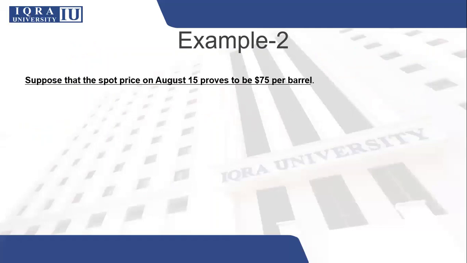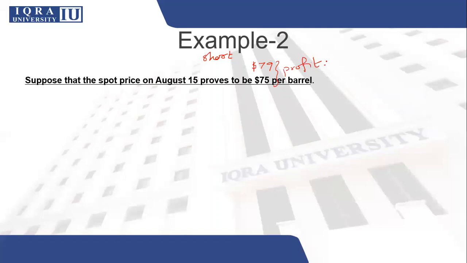So suppose that the spot price on August 15 proves to be 75 per barrel. Now remember, your contract is of 79 and now you're talking about short. So that means that you can sell your oil for 79, whereas everybody else will be selling it for 75. So that's a good thing, right? You can sell it for a higher price, and that means that you have made a profit in this scenario.